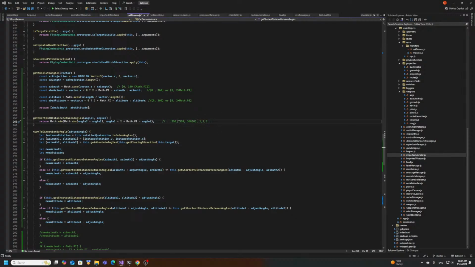But for some angles, it makes sense to go the other way, to jump around the 0. For example, the distance between this and this is just 2 degrees. And if we go all the way here and all the way here, it will be bigger. This is not what we want. We want our monster to turn always in the most optimal direction. In other words, we want it to turn always towards the target, not in the opposite direction. So this is why I use this function, get shortest distance between angles, and it's actually pretty simple.